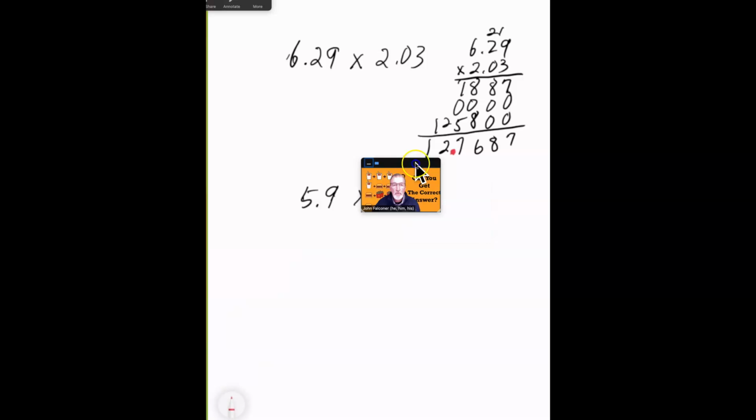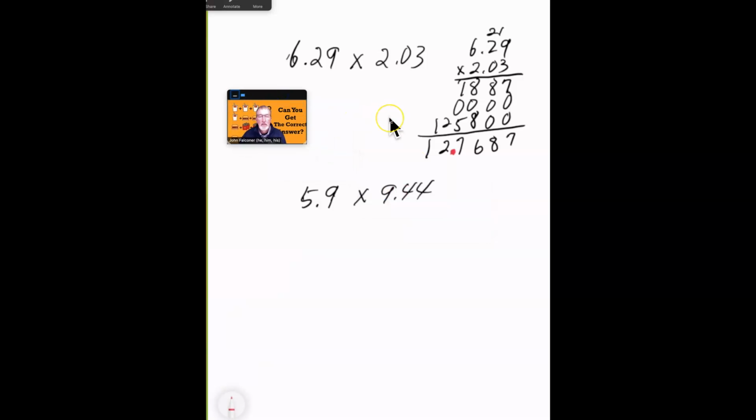Right here. Move over here where I can see better. 5.9 times 9.44. So it doesn't matter really how you stack these numbers for multiplication. I like to put the longer numbers on top. And again, we'll treat this like 59 times 944 and then sort out the decimal places later. So 9 times 4 is 36, carry the 3. 9 times 4 is 36, plus 3 is 39, carry the 3. 9 times 9 is 81, plus 3 is 84.